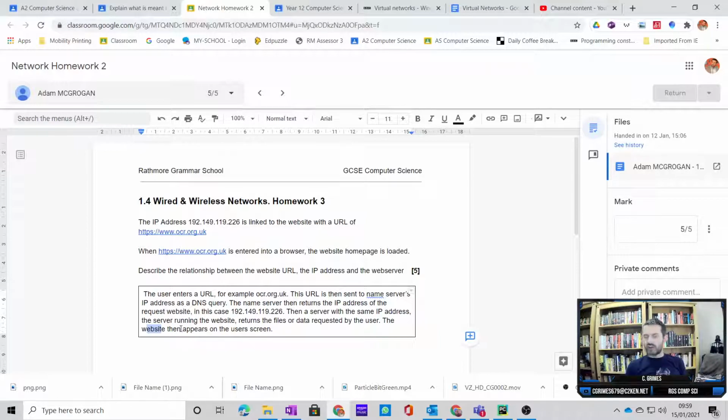A very difficult question because you had to be very technical and be very specific to that example. So look at Adam's model answer. Make sure that you go over the multiple choice quiz question by the end of today.